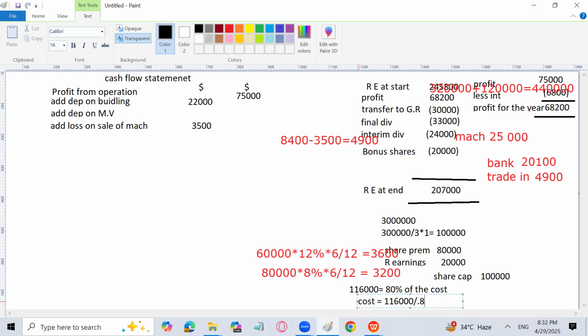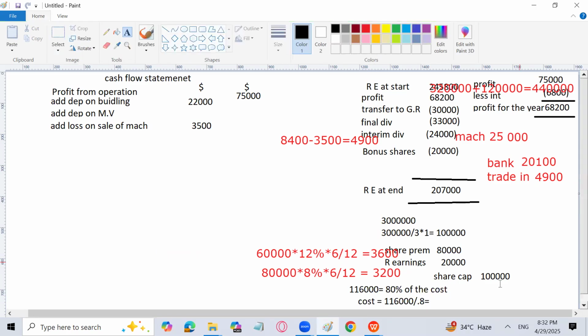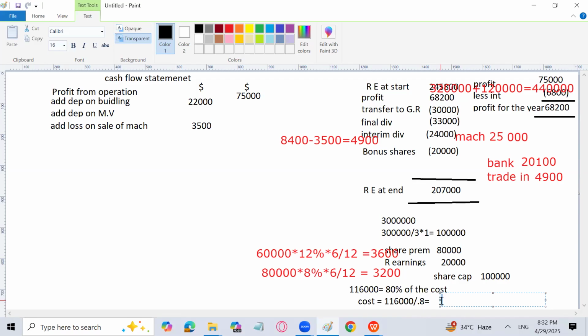116,000 divided by 0.8. What is the amount? Can you tell me? Because 20% has already been subtracted. So 116,000 divided by 0.8 you will do. Then you will find the total amount of depreciation. So what is it? 145,000. Okay, 145,000. Now 145,000 minus 116,000, you will get the depreciation on motor vehicle.